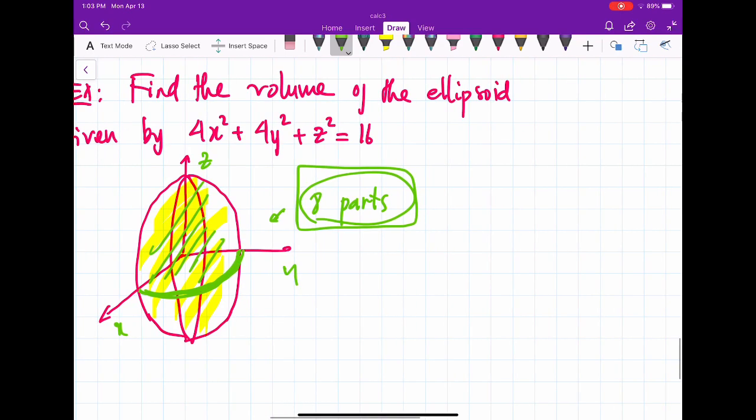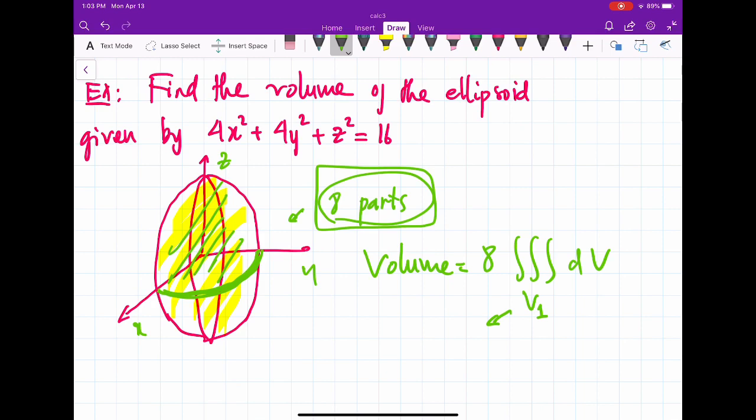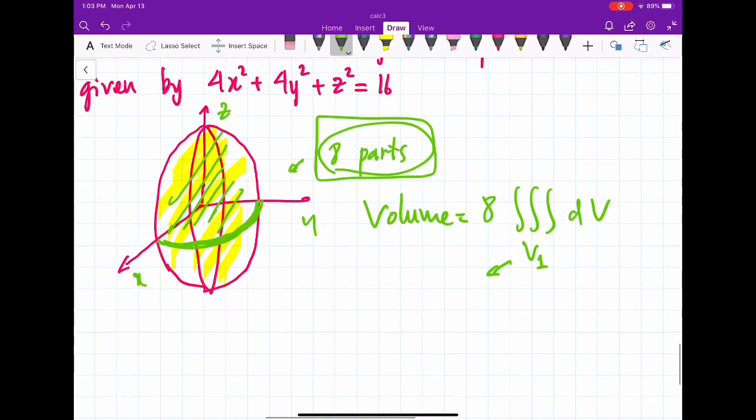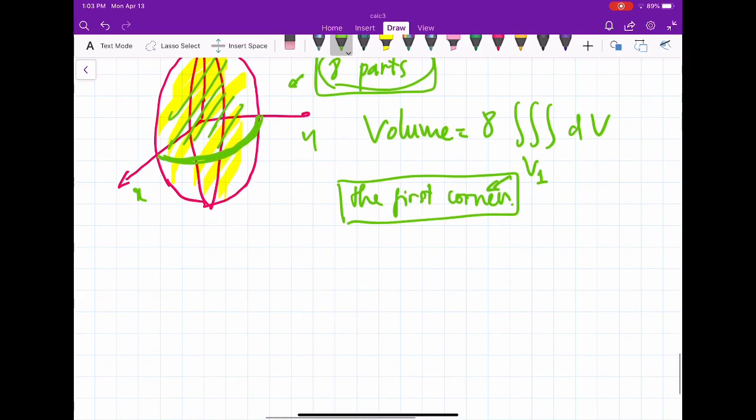Agree? So I say that is equal to 8 times the integral over V1 dV, where V1 is the part of the ellipsoid with respect to the first corner and above the xy plane. Make sense? The first corner. So if you make the region, you will have the following one. Yeah, this is the first corner for you. Agree? That is the region.